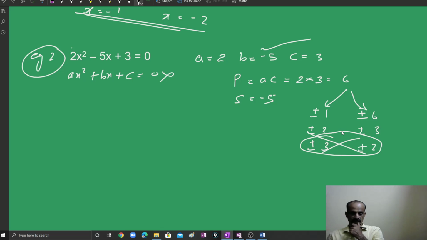So these are the factors. From these two factors, which will give you sum of -5? Yes, -2 and -3.